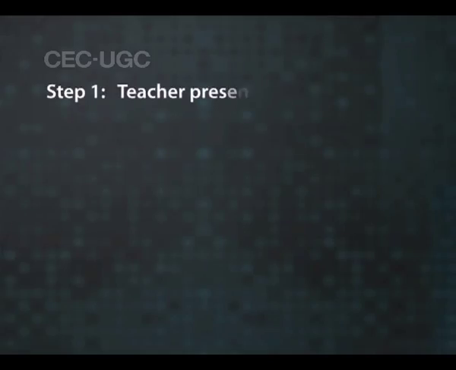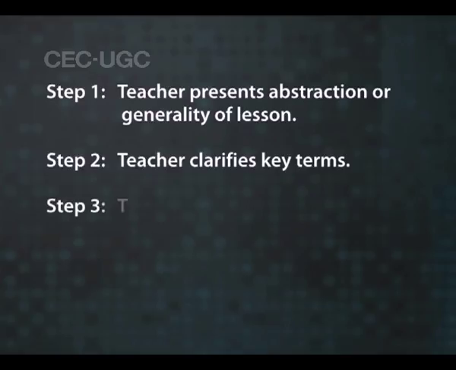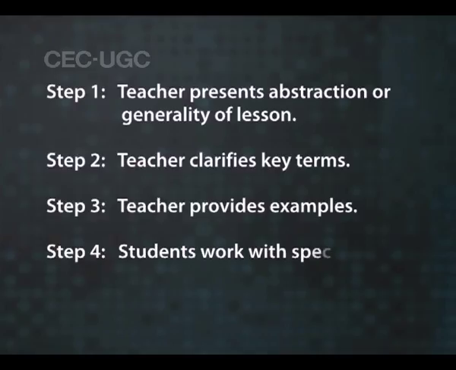An organizer helps to provide a foundation before the teacher presents the abstraction or generality of a lesson, then proceeds to clarify terms, provide examples, and students work with specific examples. Step 1. Teacher presents abstraction or generality of the lesson. Step 2. Teacher clarifies key terms. Step 3. Teacher provides examples. Step 4. Students work with specific examples.